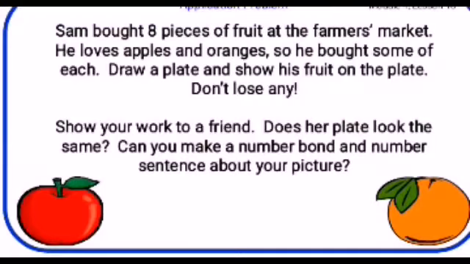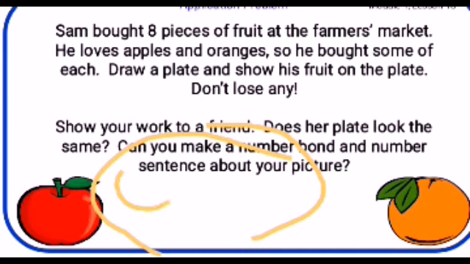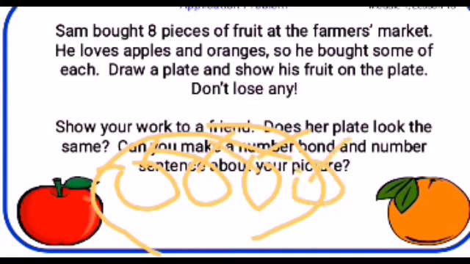Okay, so let's go. This is Sammy's plate. He bought 8 pieces of fruit. Some of these fruits are apples, so let's help him draw his apples. 1 apple, 2, 3, 4, and 5. 5 apples and oranges. 1, 2, 3. Yay! I knew you were going to draw it this way. So Sammy has 5 apples and 3 oranges on his plate.